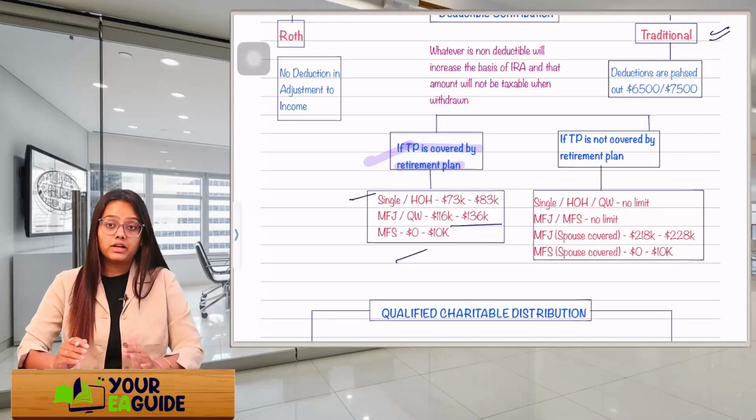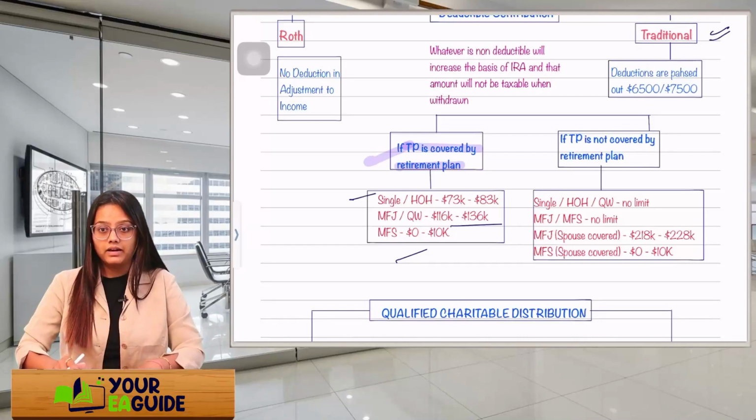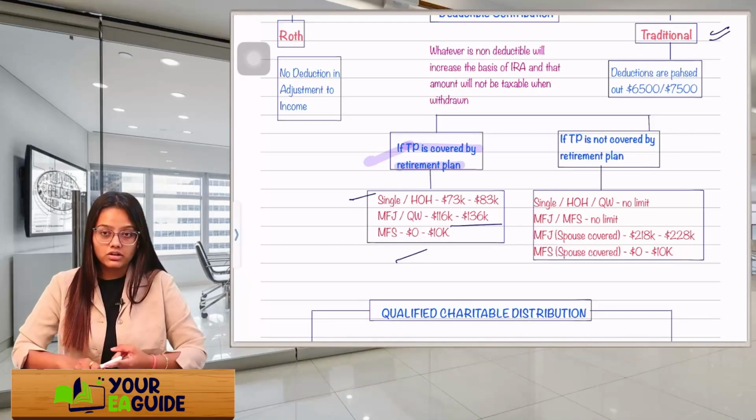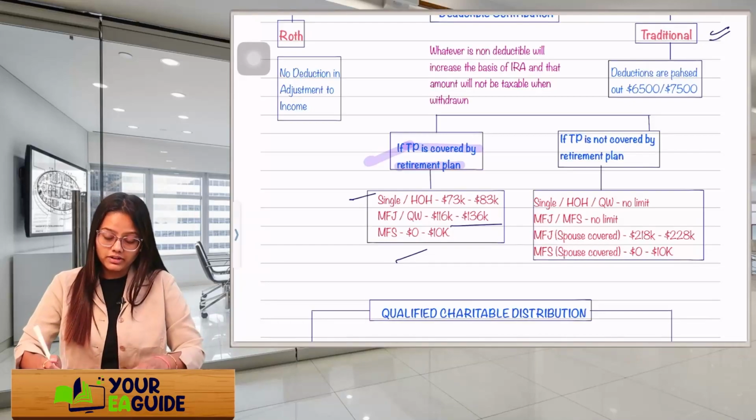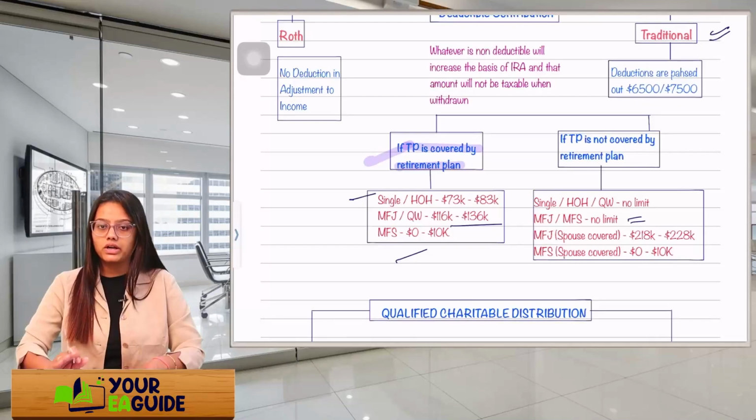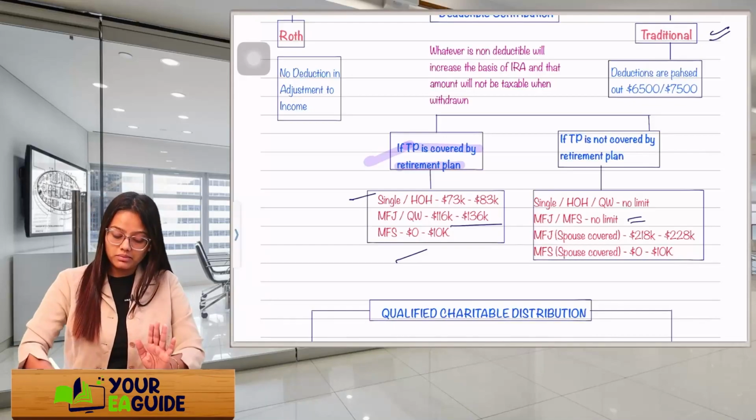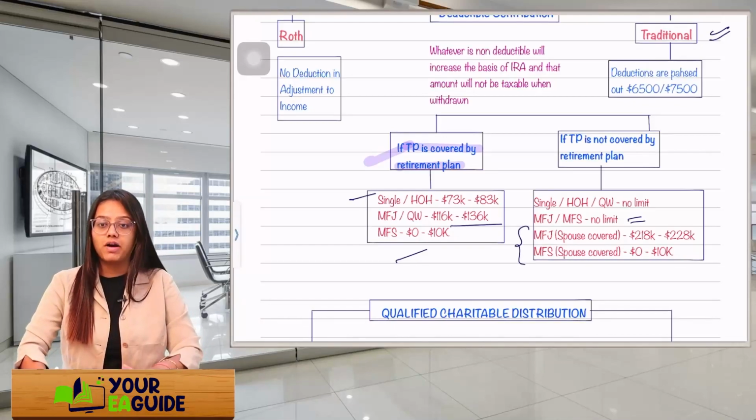Okay, but if a taxpayer is not covered by the retirement plan, and the spouse is also not covered, then there is no limit. Straight away you can take the whole deduction, 6,500, 7,500, whatever contribution you are making, you can take the whole deduction. If you are a single, HOH or qualifying surviving spouse, even then there is no limit. The limit applies only in these two scenarios, if you're filing a married filing joint return.